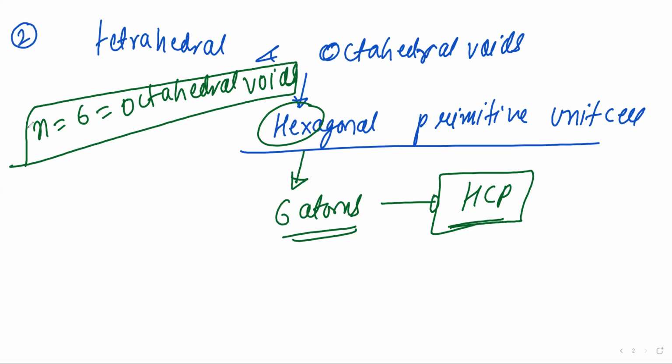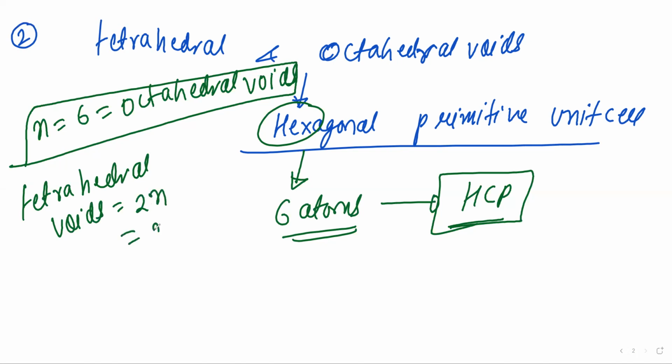Understood? And tetrahedral voids will be 2 times. So tetrahedral voids will be equal to 2n. So it will be 2 into 6, that is total 12 voids. So write the answer. How will you find octahedral voids in any lattice? It will be equal to n only, the number of atoms, and tetrahedral voids will be 2 times the octahedral voids. So remember the important points.